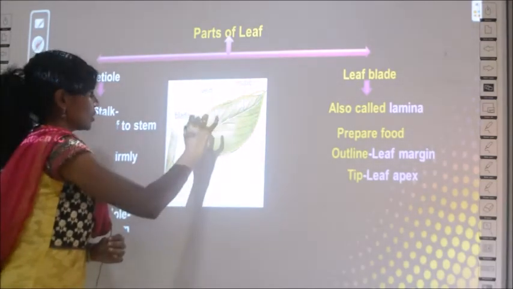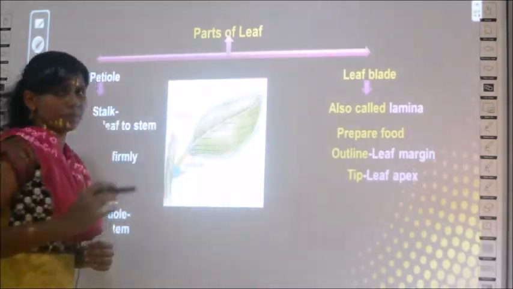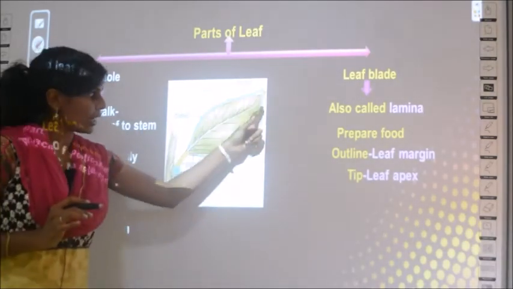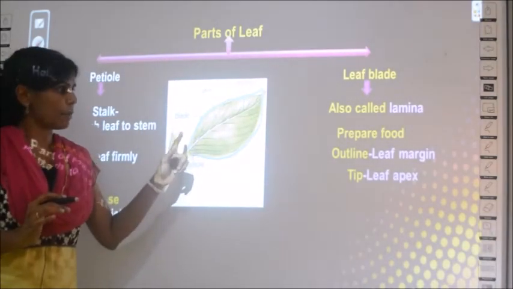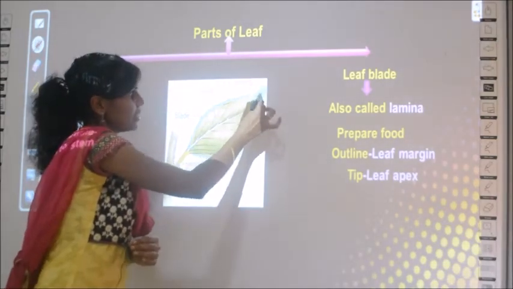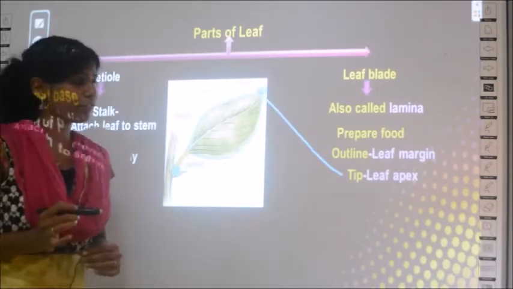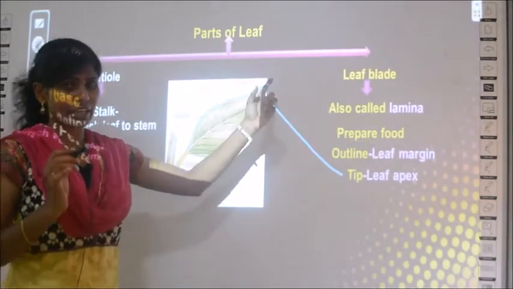This outer region is called the leaf margin. The outer region alone is called the leaf margin. Then the tip of the leaf, you can see the tip here, no? This tip is called the leaf apex. The tip of the leaf is called leaf apex.